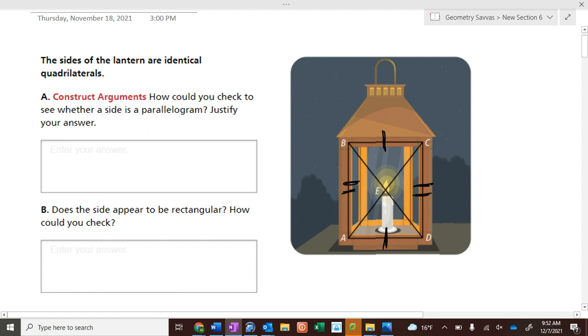Just measure. Now, once we figure out that's a parallelogram, how do I figure out if it's a rectangle or not? Not the 90 degrees, because you're not going to have a protractor on you to measure the 90-degree angles. You have a tape measure, and what would you do with that tape measure, Tatum? Yeah. If you measure the diagonals and see that CA is equal to BD, then yep, that's a rectangle.